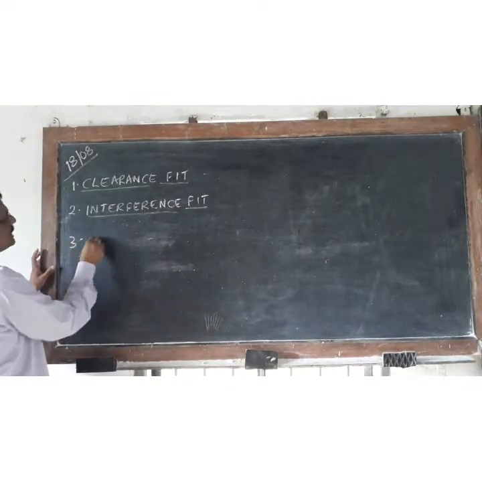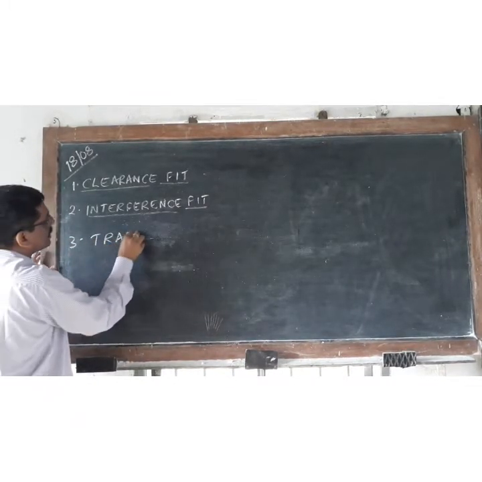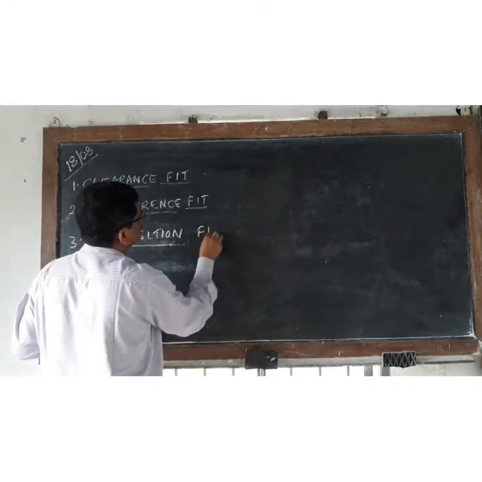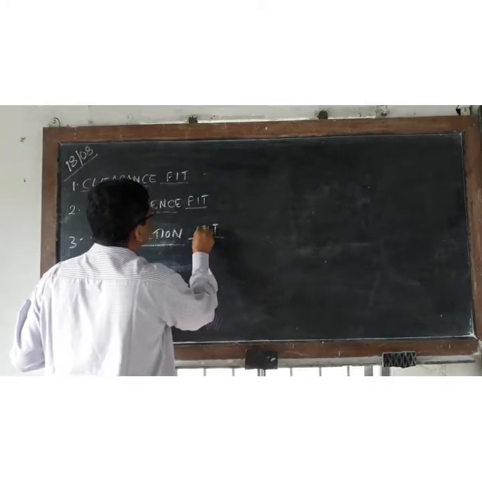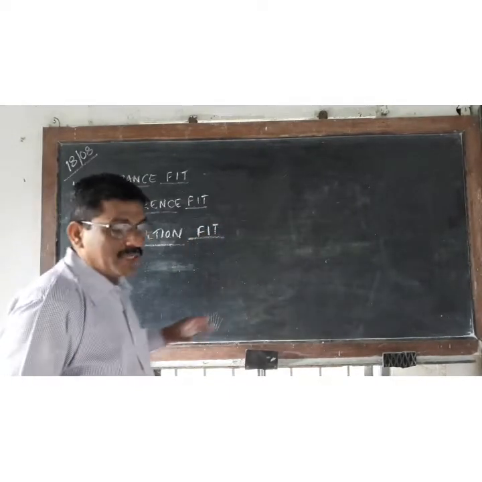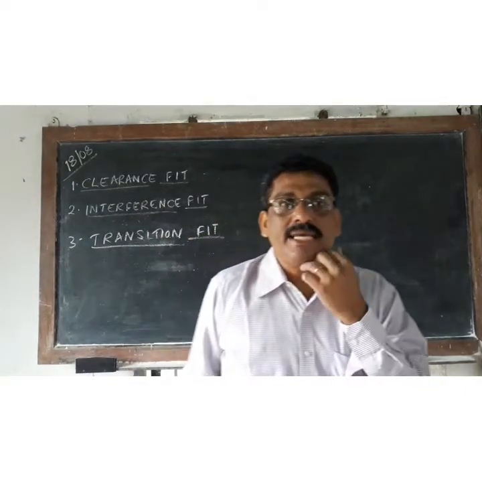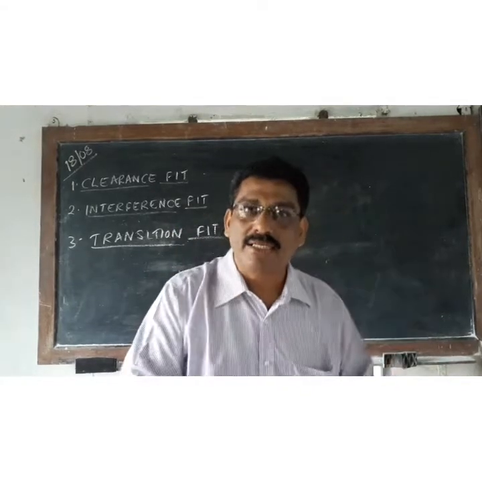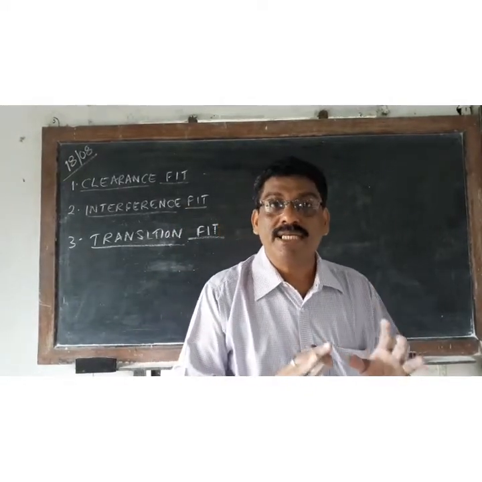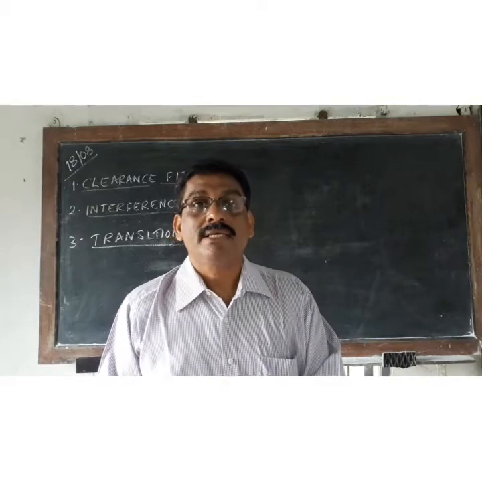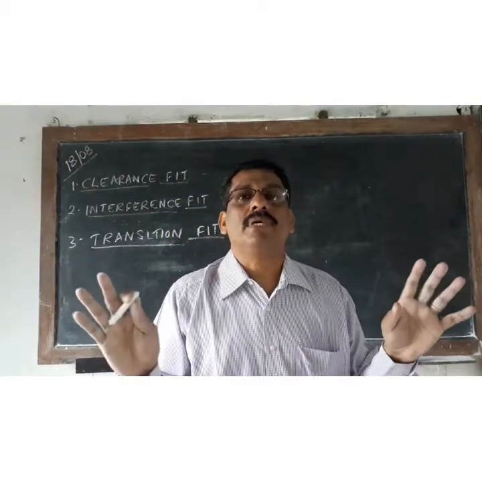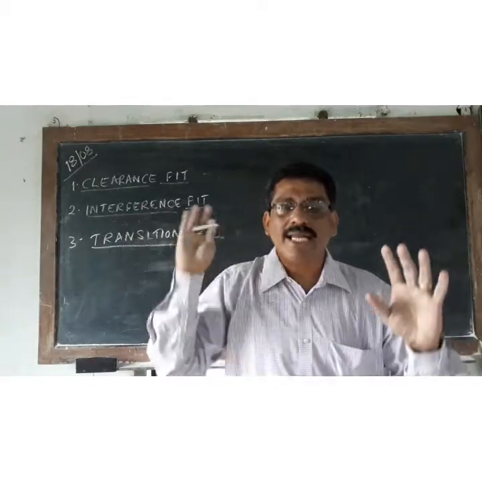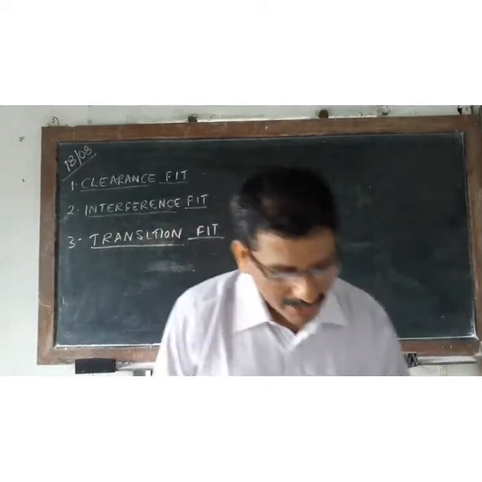Third one is called a transition fit. Here, sometimes it is a clearance, sometimes it is an interference, and sometimes it is going to overlap. Okay, 75 in the sense both are coming 75. Now that fit example I will show you, and at that time you will come to know.